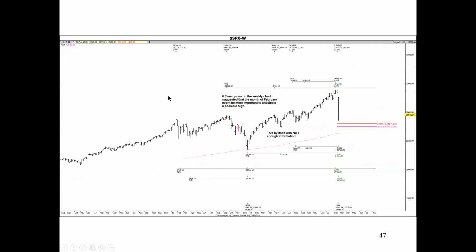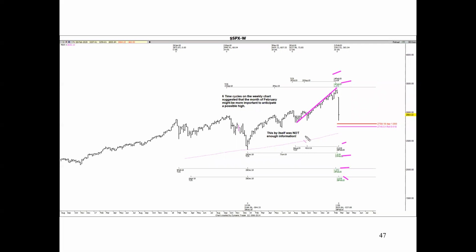All right, and then just a few more slides here, and then I think I have time for taking questions if that's part of the format here. But here is the S&P Cash Weekly chart. One of the things I was going over in my updates was the fact that I had 1, 2, 3, 4, 5, 6 cycles in the month of February as the market was going straight up into it.